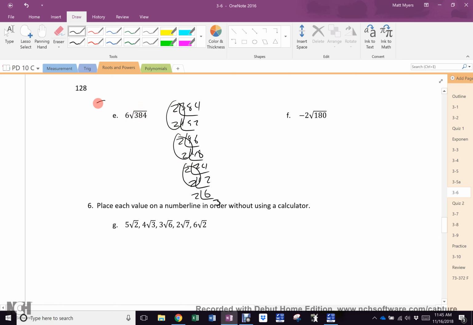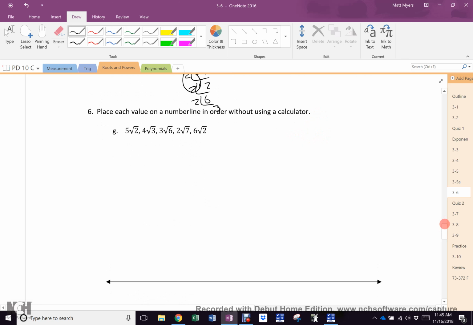So out comes 2 cubed. 2 cubed is 8. 8 times 6 is 48. And what did I leave under there? 2 times 3, 6. What about this one? Negative 12 root 5. Abso-smurfly correct.